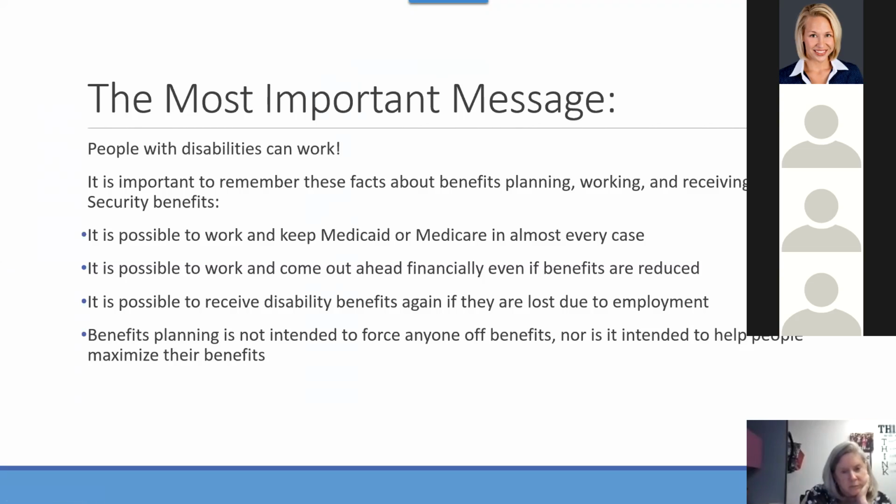And really, benefits planning is not intended to force anybody off benefits, nor is it intended to help people maximize their benefits. We want to provide accurate information. We want to encourage people to work. We want to help people move out of poverty and become self-supporting.